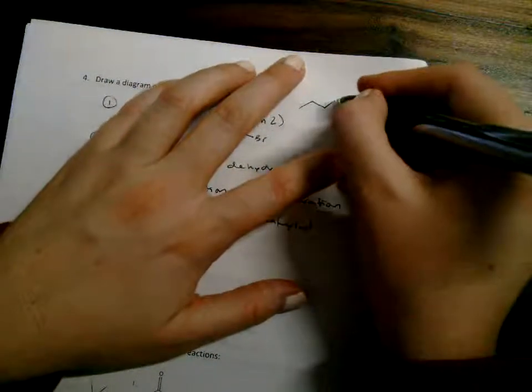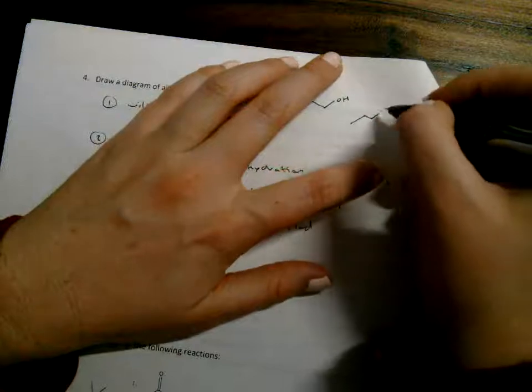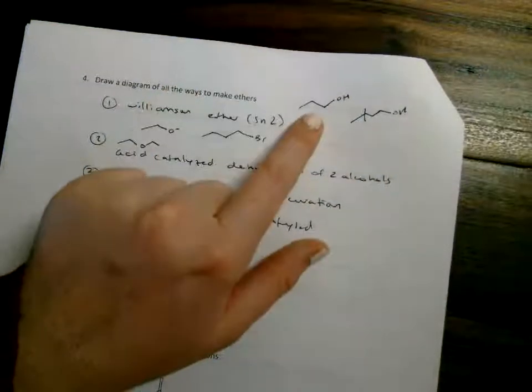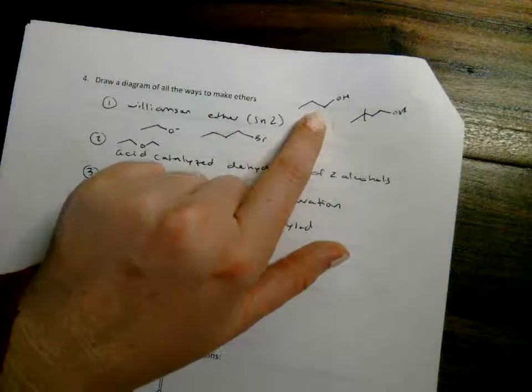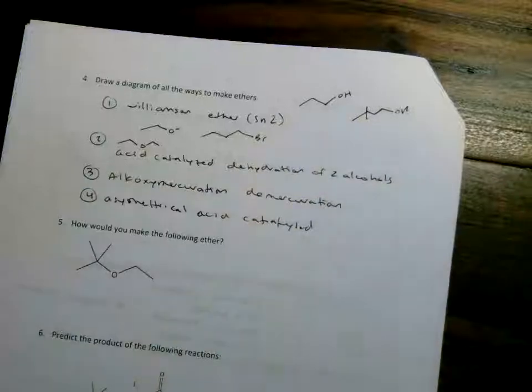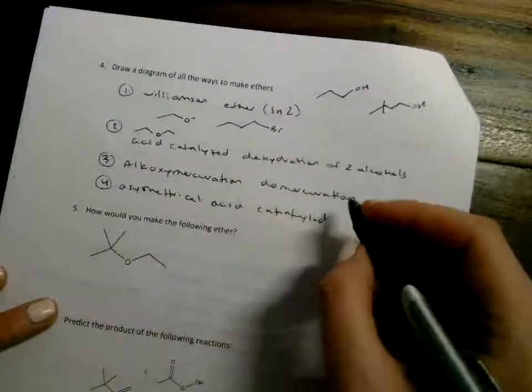Say you have this group and this group. So you'd get some where there's two of these on each side of your ether, some where there's a mixture, and some where there's two of these on each side of your ether. The exception is if you have a tertiary alcohol.